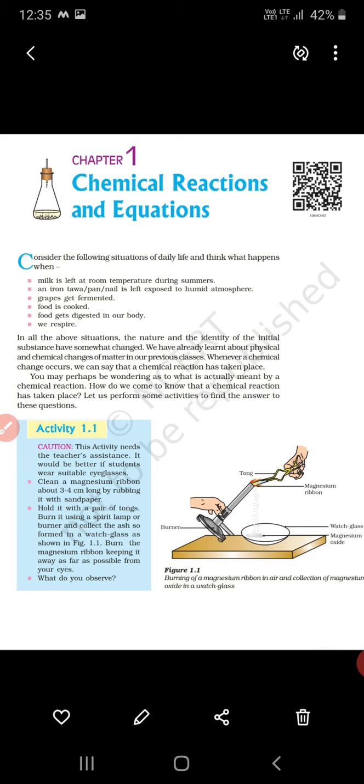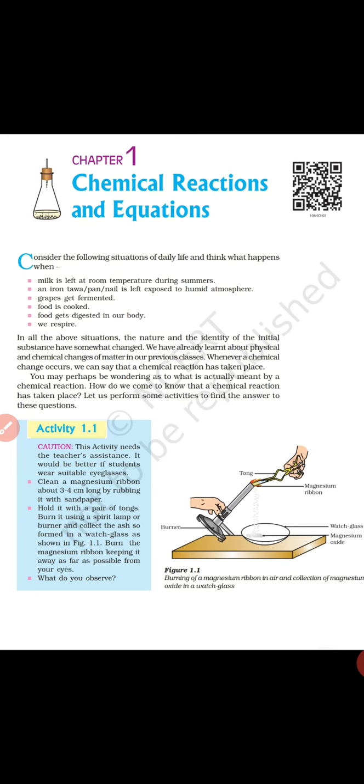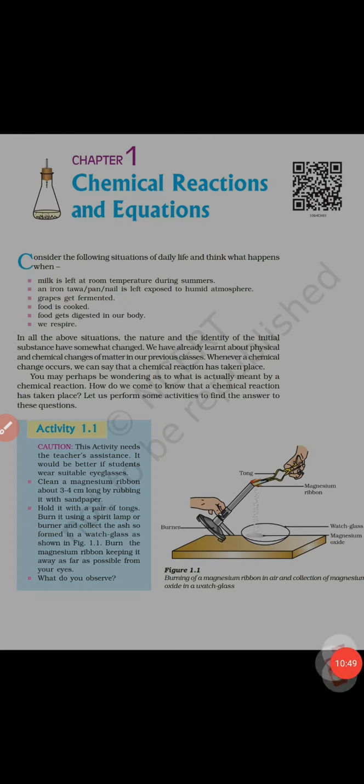Let's first read this activity. What do we have to do here? Take a magnesium ribbon and clean it by rubbing it with sandpaper. Then hold it with a pair of tongs on the spirit lamp and collect the ash. So I will show you one video for this activity.